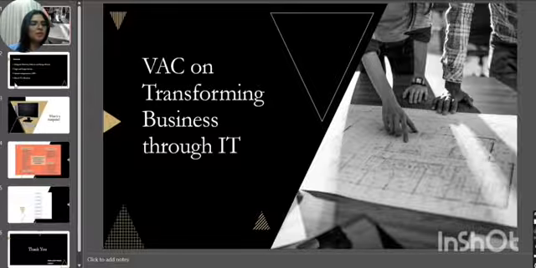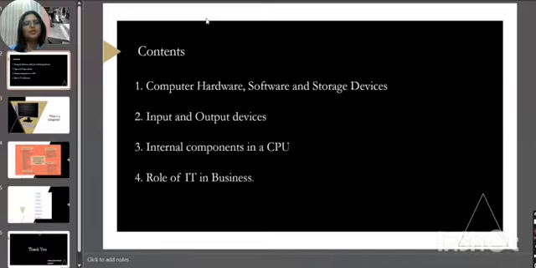The first one I would say is computer hardware, software, and storage devices. Secondly, we have input and output devices, and then internal components in a CPU, and then we have the role of IT in business. Before we get into that, what exactly is a computer?